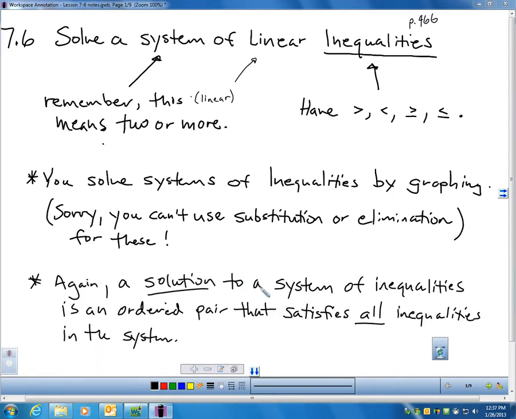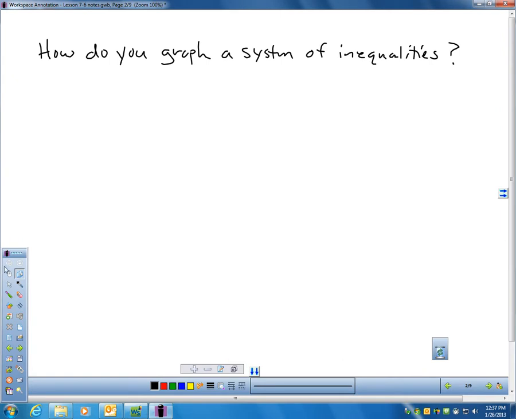Remember, a solution to a system of inequalities is an ordered pair that satisfies all inequalities in the system. The ordered pair can't work for one of the inequalities, but work for a different one. Okay, it's got to work for both. If it does not satisfy each inequality, it's not a solution. All right, so those are some reminders, some vocabulary. So how do we graph a system of inequalities?